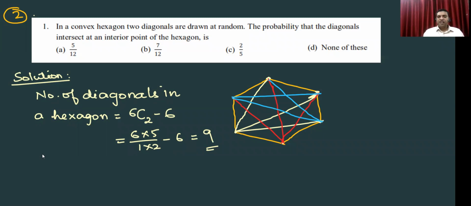Now, the diagonals either intersect on the vertex or they will intersect inside. There are only two possibilities.